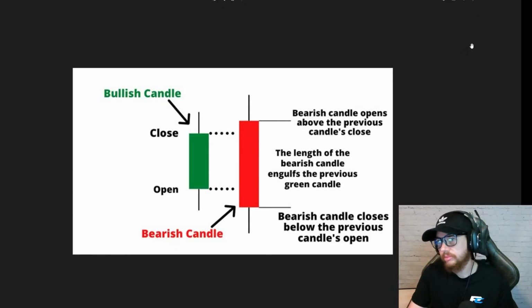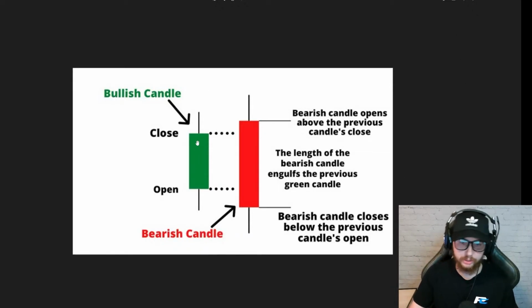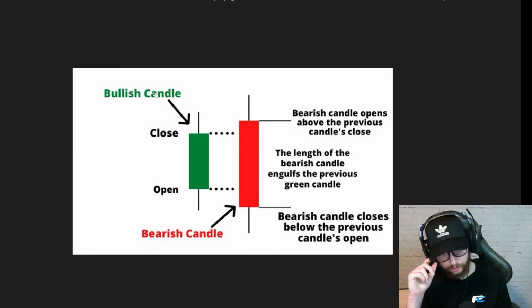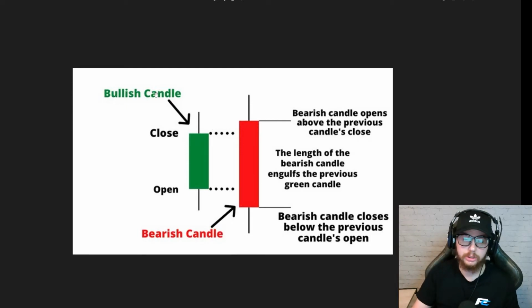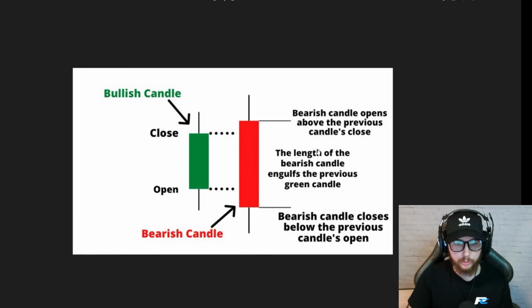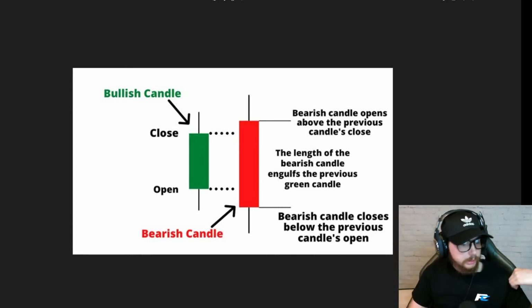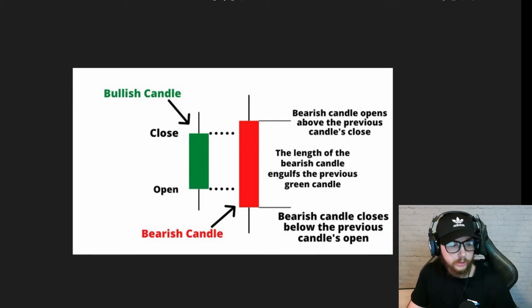Pretty basic with candlesticks. Again, the body of the candle is the color. The wick above it and below it is just that. Green candles, which are bullish candles, open at the bottom, close at the top. Bearish candles, which are red, open at the top, close at the bottom. Any candlestick patterns you use other than engulfing?